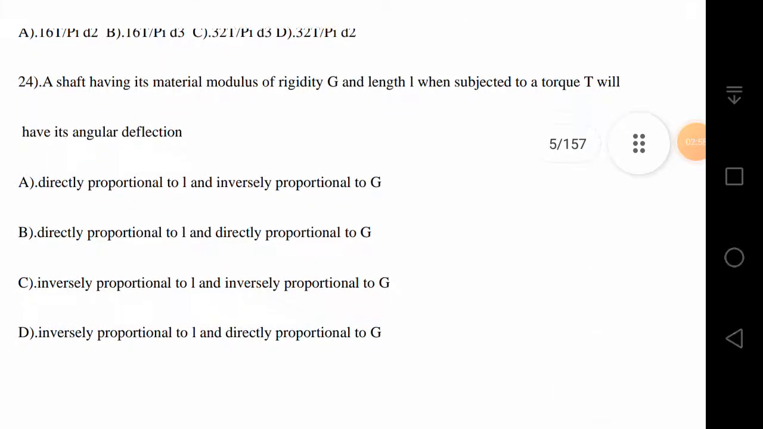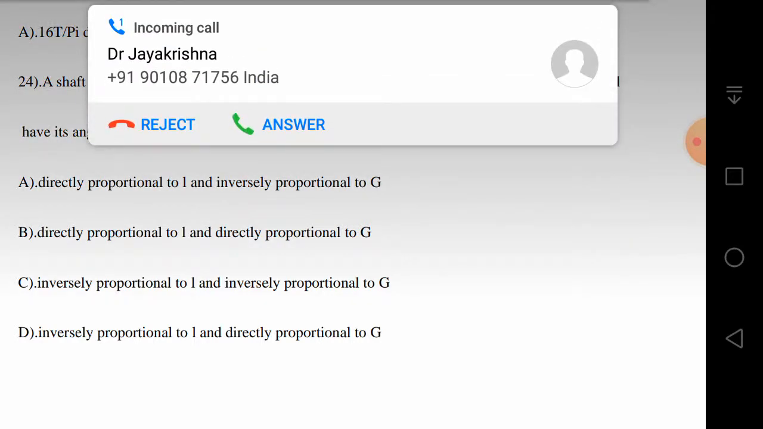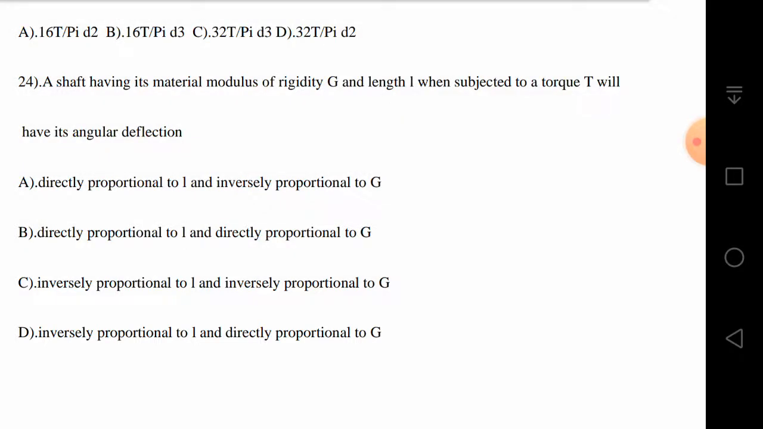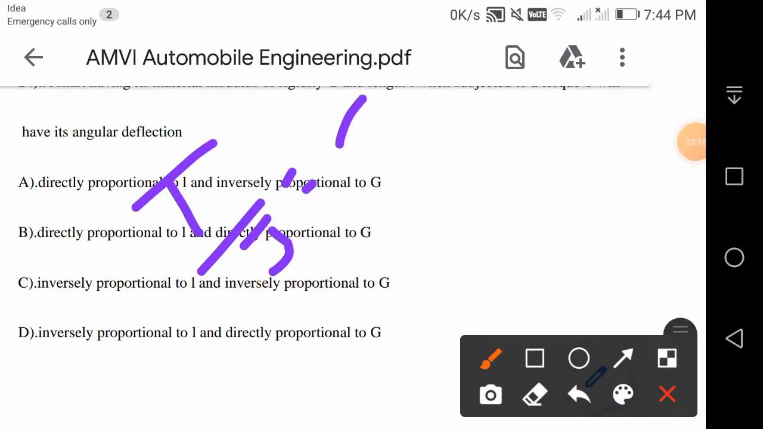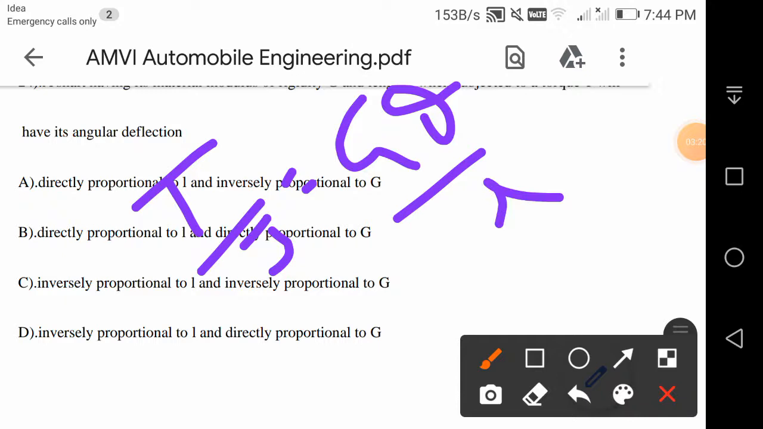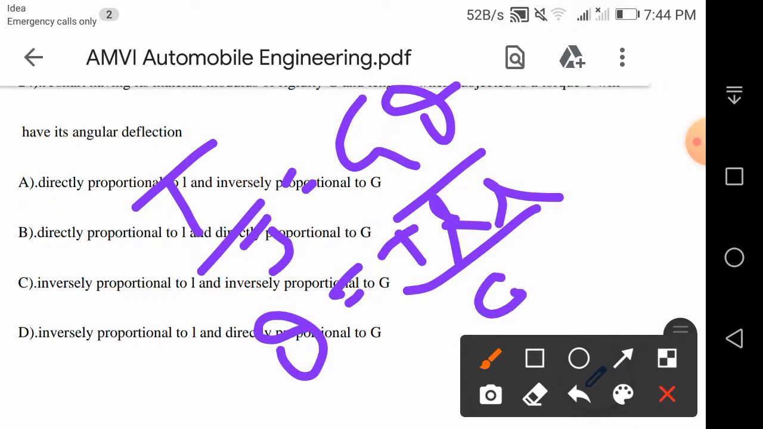Right. A shaft having its modulus of rigidity G and length L, when subjected to a torque T, will have its angular deflection. So how will we get the angular deflection? We know that T by J is equal to G theta by L. Okay. So T by J is equal to G theta by L. So he is asking for angular deflection, so theta is TL by GJ. What is T here? Torque. L is the length of the shaft, G is the modulus of rigidity, and J is the polar moment of inertia. So these are the parameters.